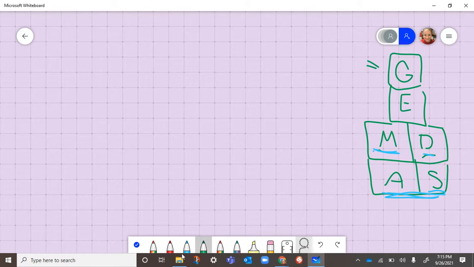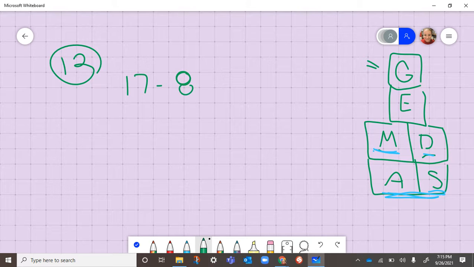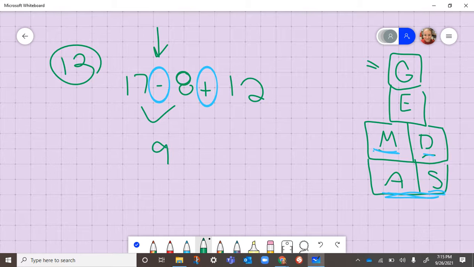All right, last one, number 12. Number 12 is 17 minus 8 plus 12. So I see that I have subtraction and addition. I'm going to subtract first since it is the first one in the list. So 17 minus 8 is 9, plus 12 more gives me my 21, which is my answer.